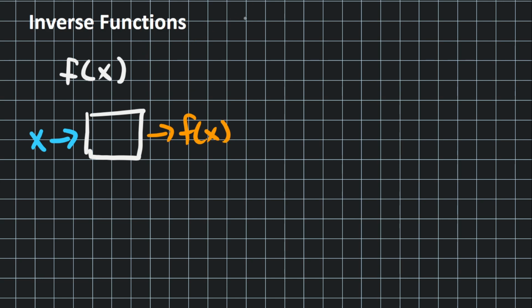So a quick example, let's say that f of 2 equals 7. That means as far as this machine goes, we can put a 2 inside of this function, and it will give us a 7. So that is how functions normally work.